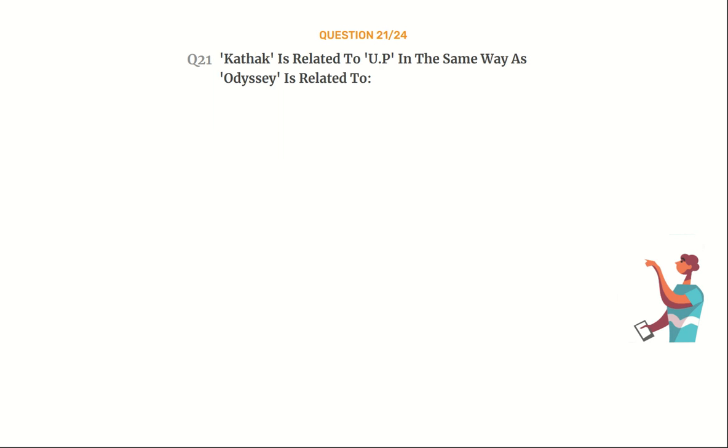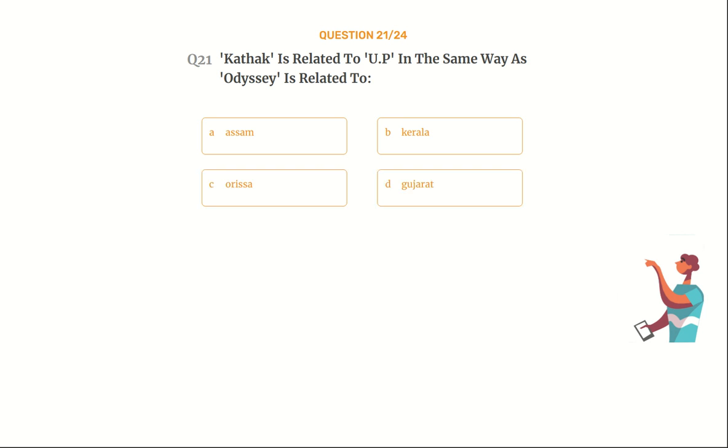Question number 21. Kathak is related to UP in the same way as Odissi is related to. Option A. Assam. Option B. Kerala. Option C. Orissa. Option D. Gujarat.